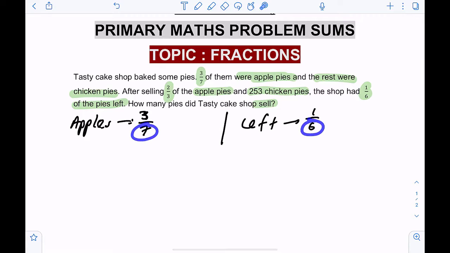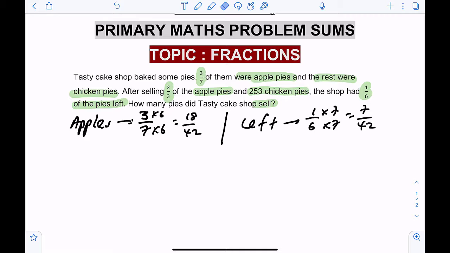7 and 6, push it to the common multiple, which is going to be 42. So you can times 6 here, do the same thing here, 18 out of 42, and this one you times 7, it will be 7 out of 42. So what this means is that 18/42 of the pies were apple pies, and the rest were chicken pies.